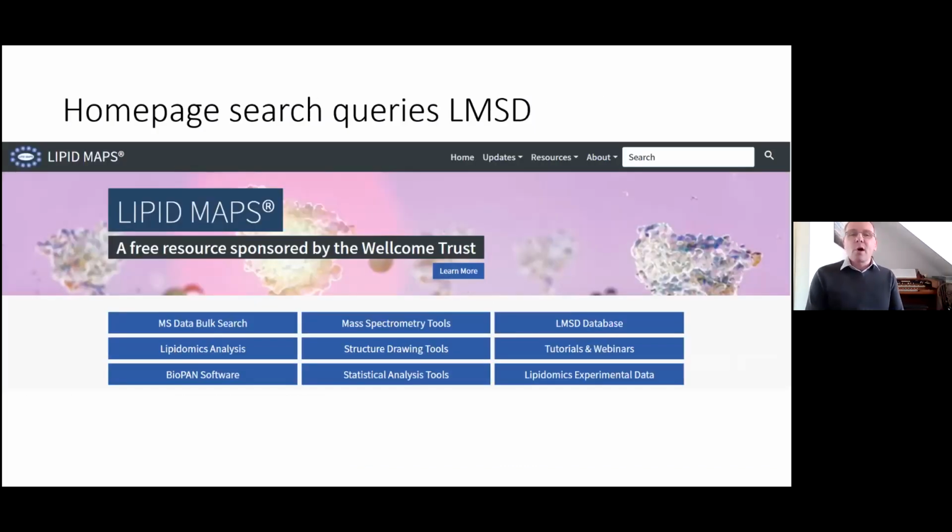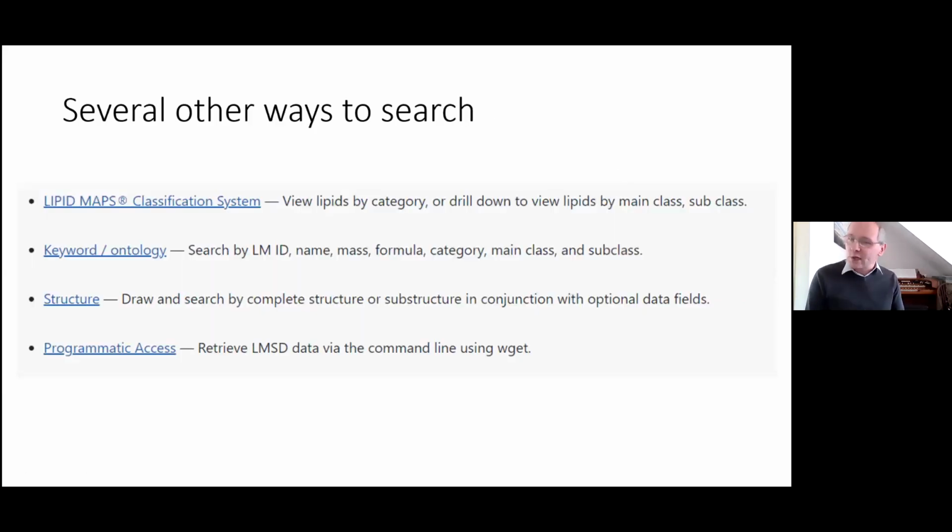The search box on the Lipid Maps homepage, if you put a search term in there, then what you're searching is the LMSD, Lipid Maps Structure Database that I've just talked about. So that's an immediate, quick way into the database. There are several other ways to search, and I'll briefly mention the top three of these. I'm not going to talk about programmatic access this afternoon.